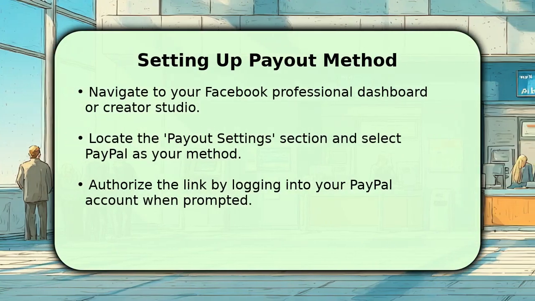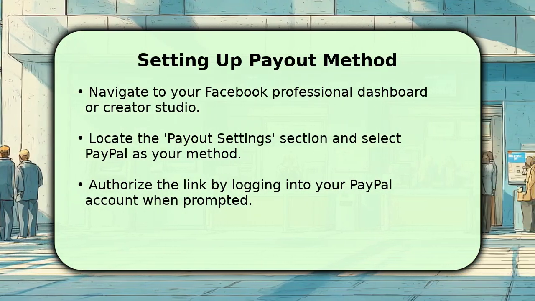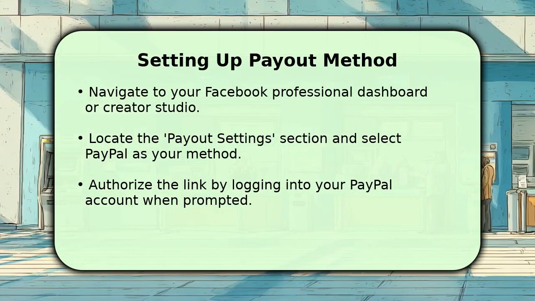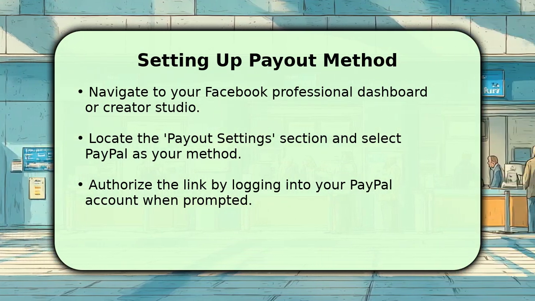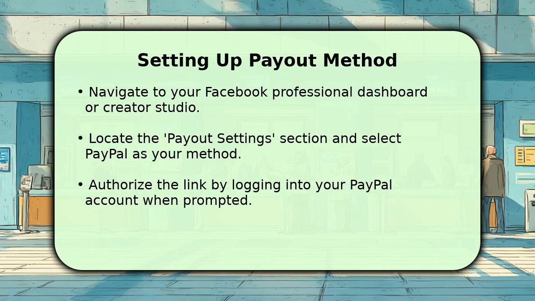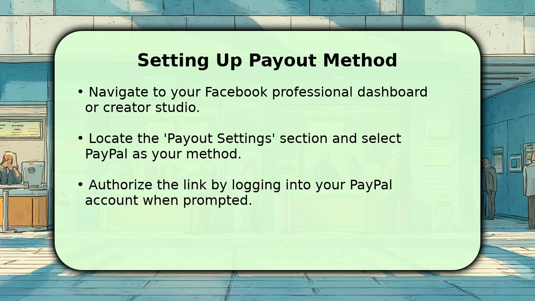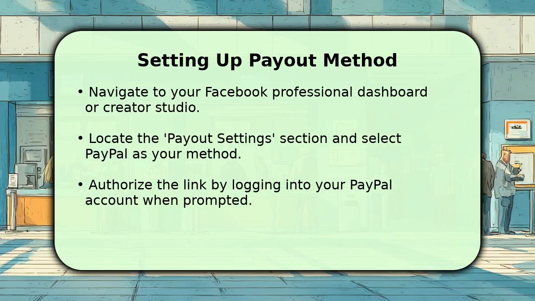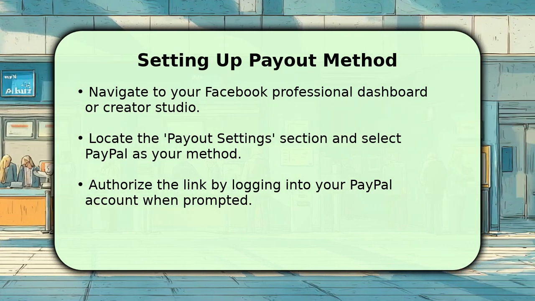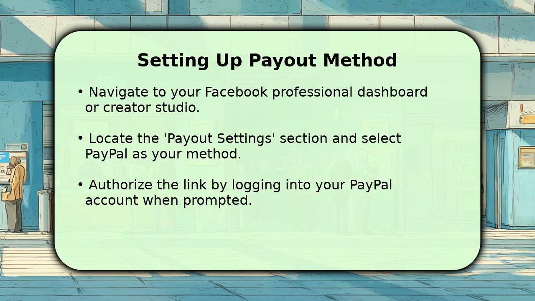Next, navigate to your Facebook Professional Dashboard or Creator Studio, typically found under Settings or Monetization. Look for the Payout Settings section, where you can add or manage your payout methods. Here, you will select PayPal from the available options and follow the on-screen prompts to securely connect it. You may need to log into your PayPal account to authorize the link, confirming Facebook's access to facilitate payments. This setup is a one-time process for future payouts.